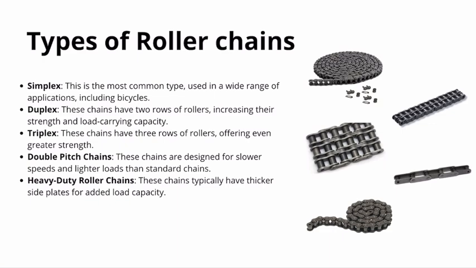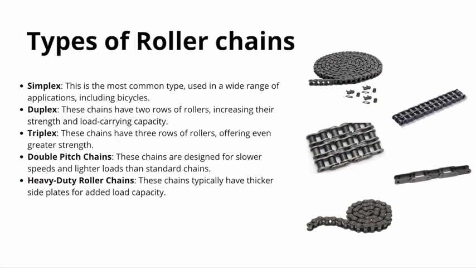For the next slide, this gives us the types of roller chains: simplex, duplex, triplex, double pitch chains, heavy duty roller chains. Starting from simplex. Simplex is the most common type used in a wide range of applications including bicycles and motorcycles.